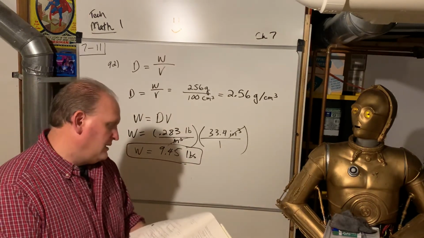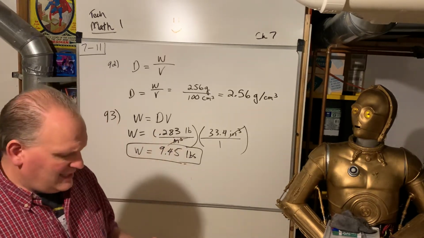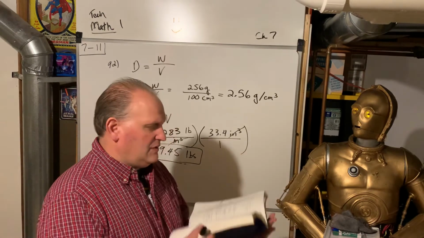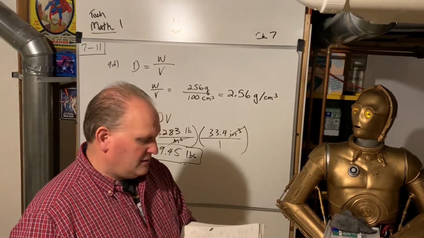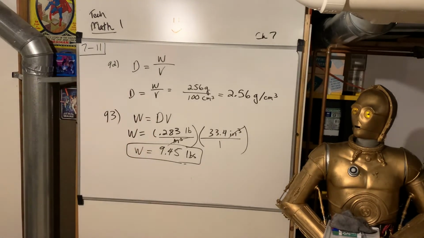All righty. Let's jump to a harder one, like 97 is pretty tough. A piece of circular wire is a cylinder. The diameter of 12 gauge copper wire is 0.081 inches. The density of copper is 0.322 pounds per cubic inch. Rounding to hundredths, find the volume in cubic inches of 100 feet of 12 gauge wire.